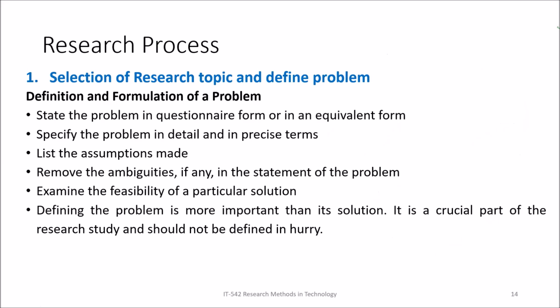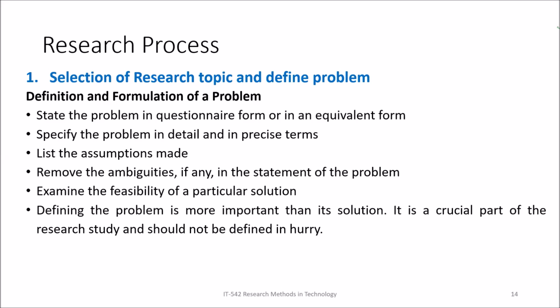Then some of the things that you have to remember while selecting a research topic and defining the problem: you have to state the problem in questionnaire form. Just like my example, software estimation techniques. The first thing I did was prepare a questionnaire after reading so many research papers, on the problems that industries are facing. The questionnaire consists of both qualitative and quantitative types of questions.